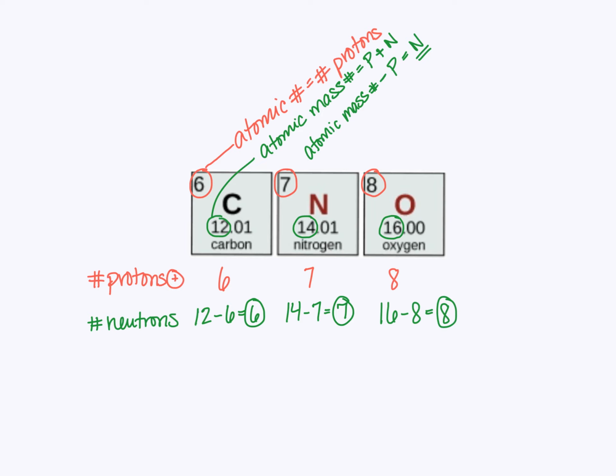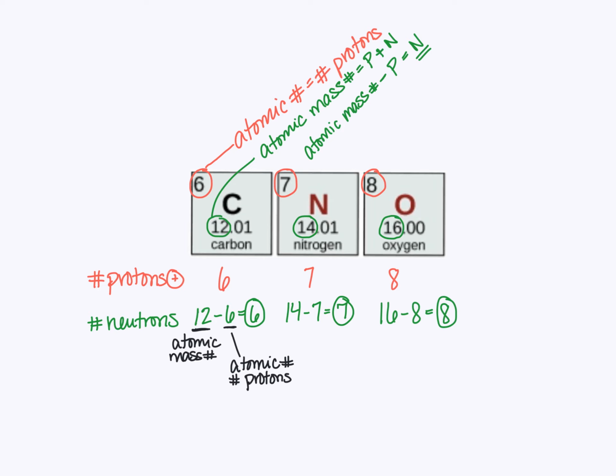So just to recap, remember that the first number in this equation is the atomic mass number. The second number is the atomic number, which is also the number of protons. And then the answer is the number of neutrons present.